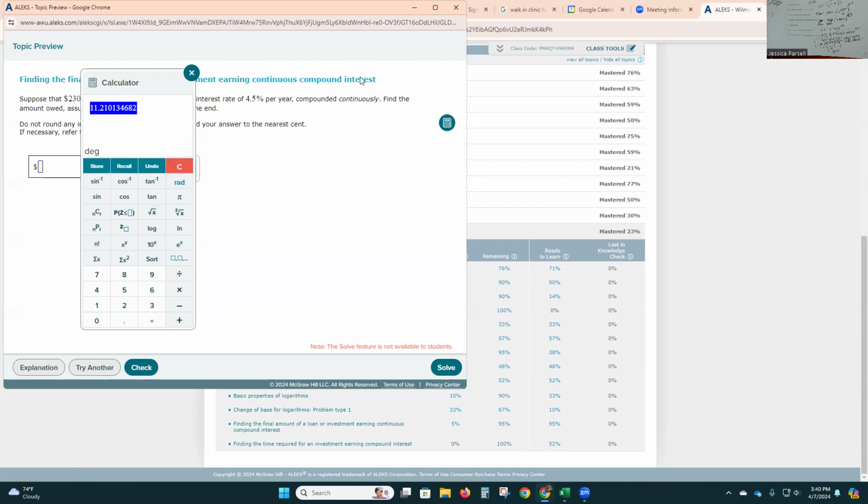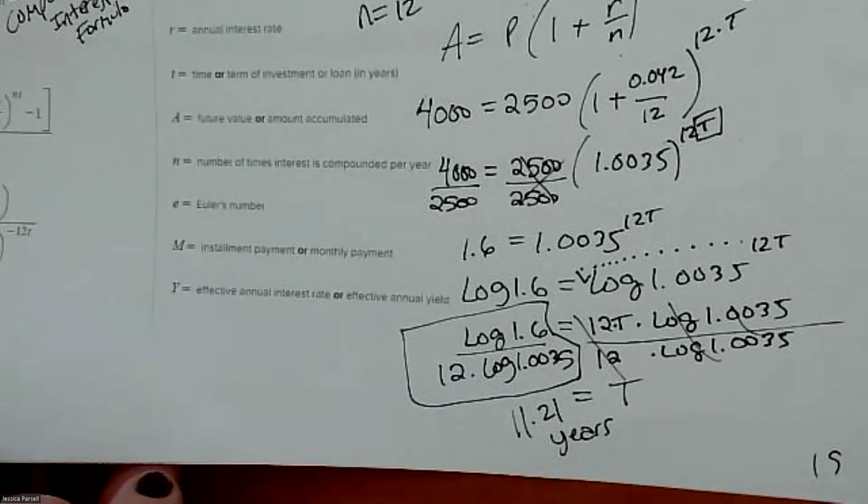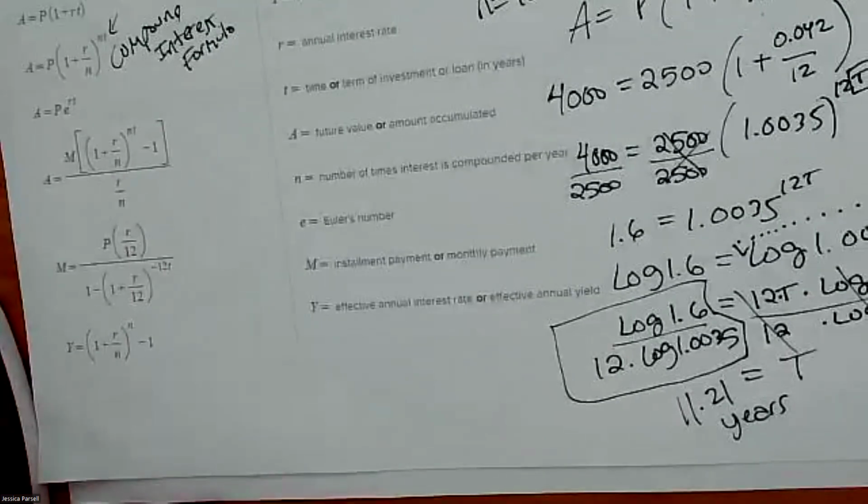I can't. Well, I guess what I'm saying is I shouldn't say I can't, I shouldn't spend the time right now and waste your time while I try to figure that out. But if you can figure it out, that's great. So it's going to take 11.21 years. Okay, I think that's it.